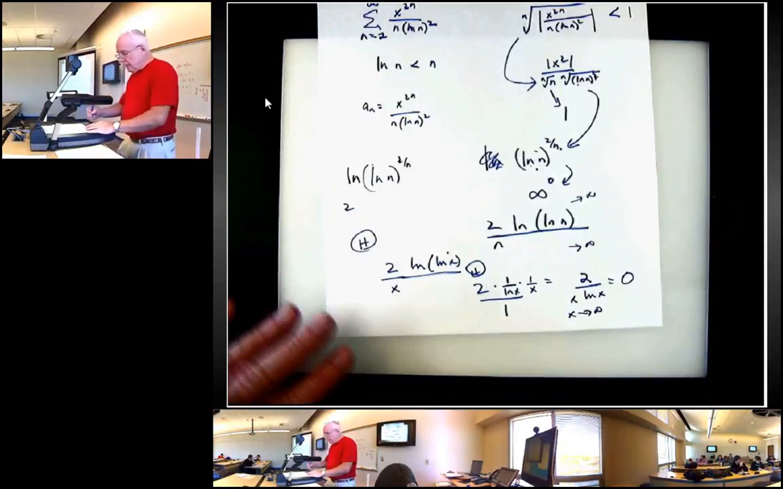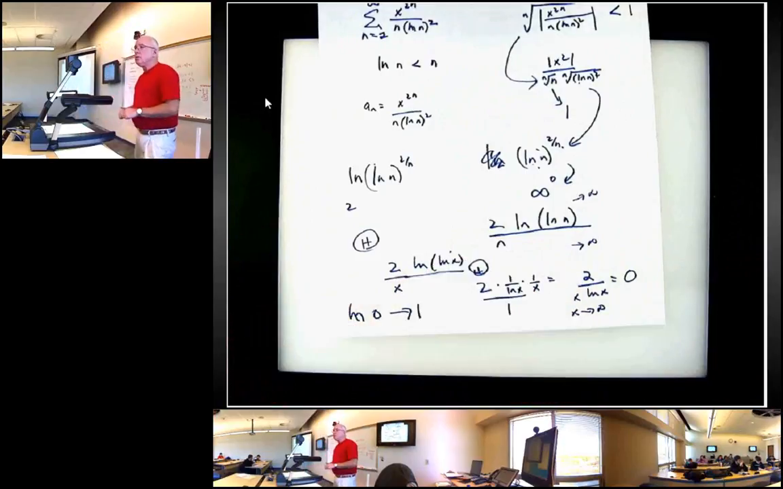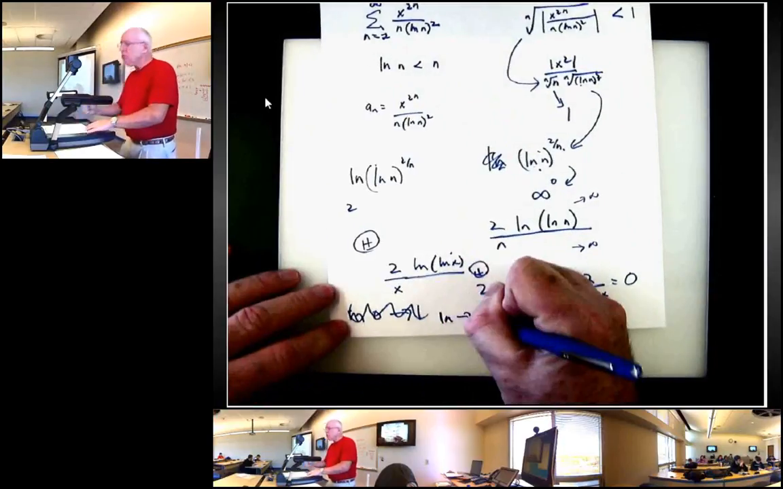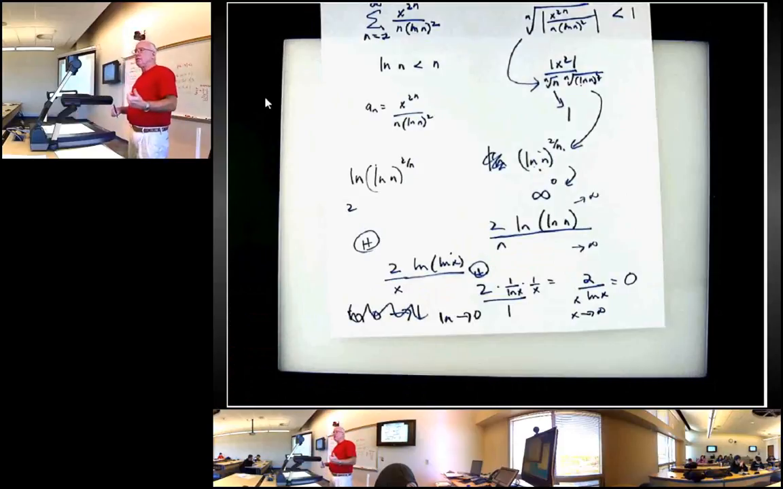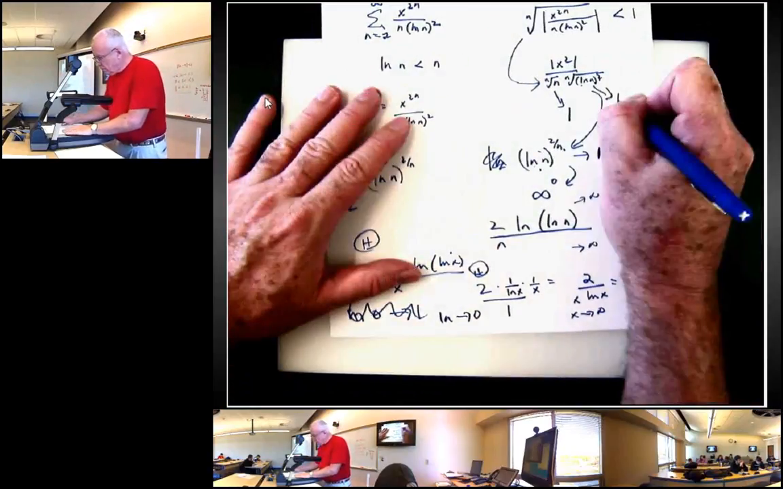Well, the ln goes to 0, this is from test number 1. If the ln goes to 0, then what's the function going to? What's e to the 0 power? 1. It's going to 1, right. So therefore, this is going to the number 1. All right.